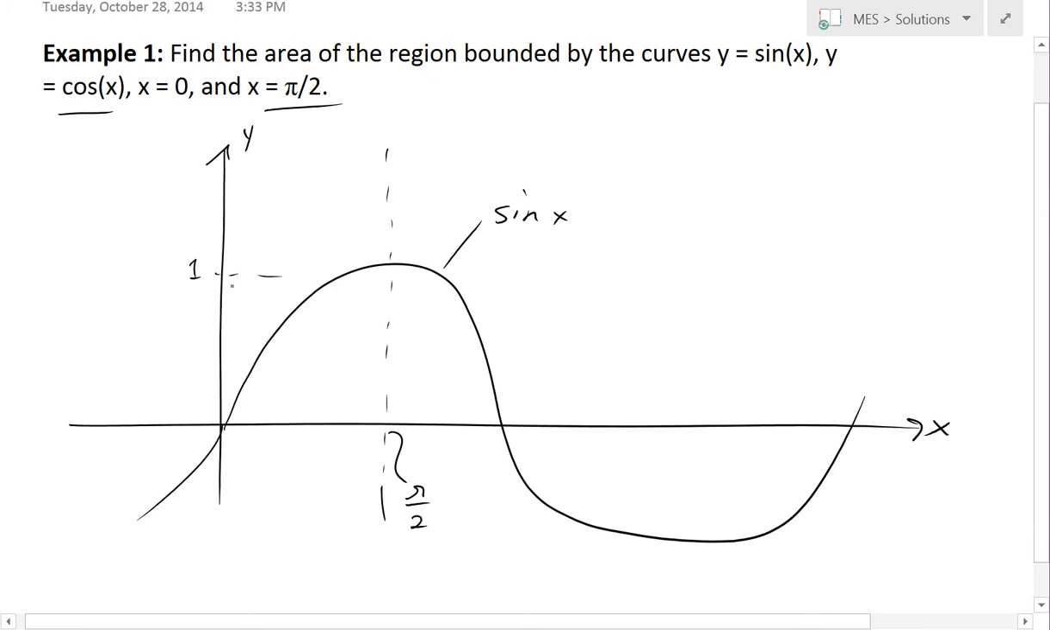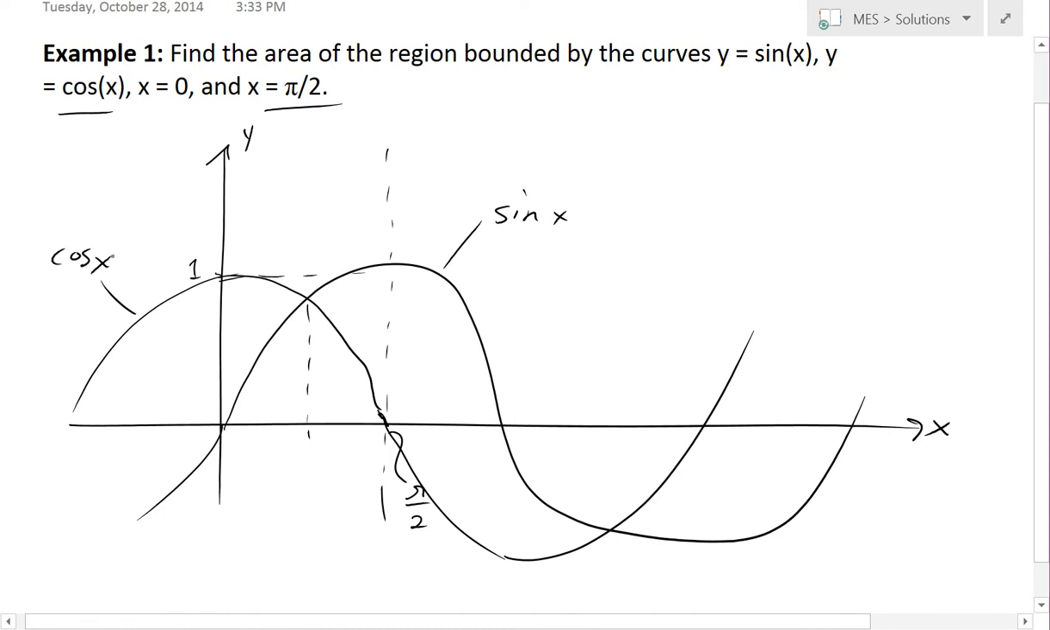And now our cos of x function, it's the same thing as the sine except shifted to the left by pi over 2. So it actually starts off at 1 like this, and then it goes down to 0, and it goes something like that. Anyway, at this point it's at 0, and now there's an intersection point right here. Because remember, this cos of x function is the exact same as sine of x except shifted to the left.